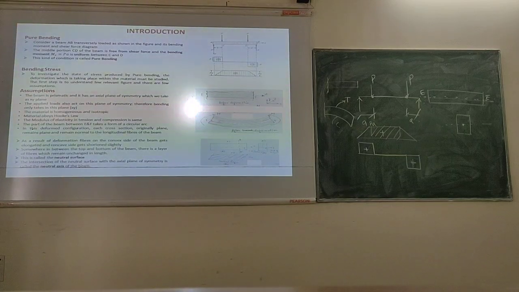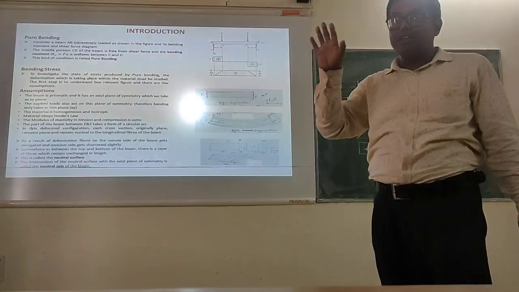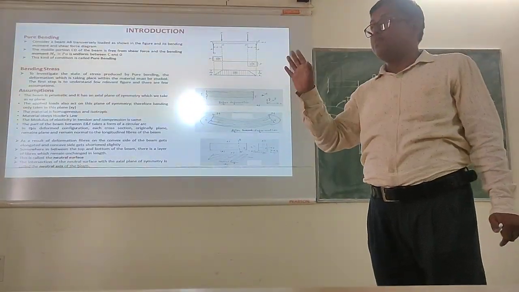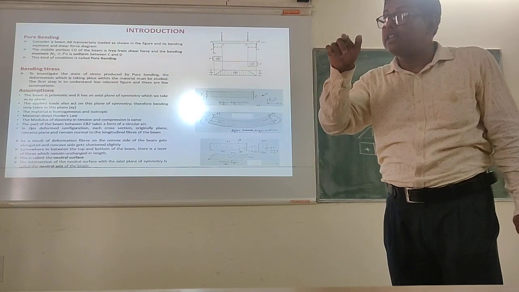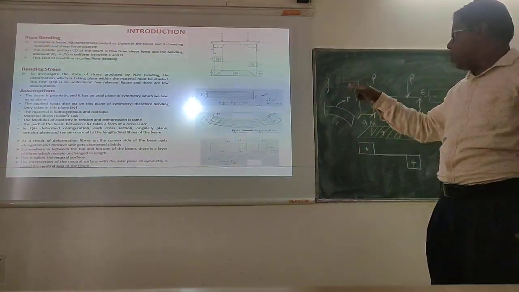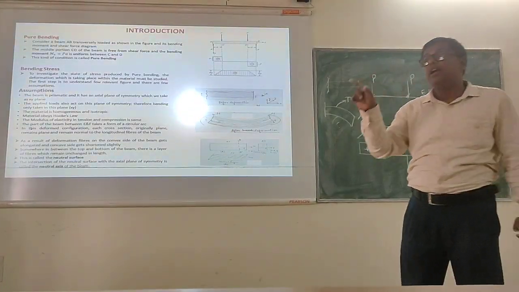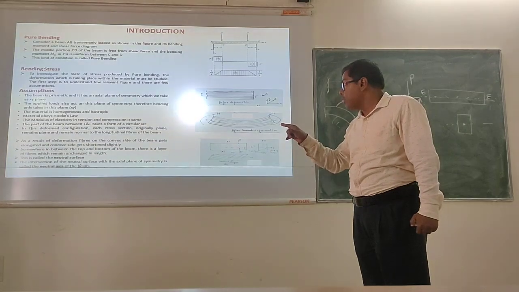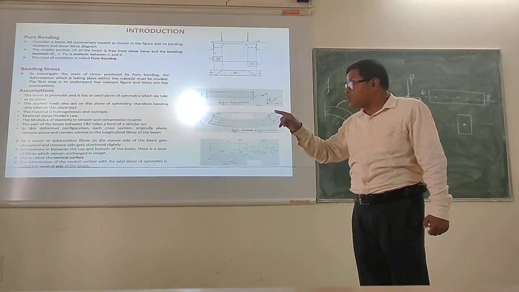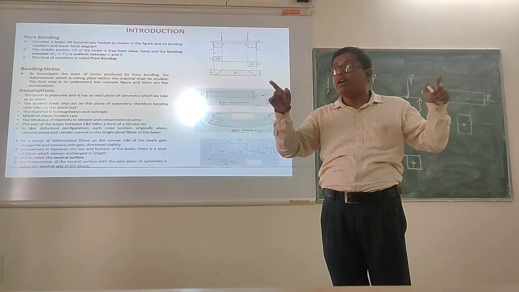Somewhere between top and bottom, there will be a position. It is not at the middle. Please understand this. It is not always at the middle. If it is a rectangular section, then it comes at the middle. But it is not always that the section where there is no extension, or unchanged in length, will be at the middle point. Okay? The surface where this extension is not happening, that surface will be termed as what?